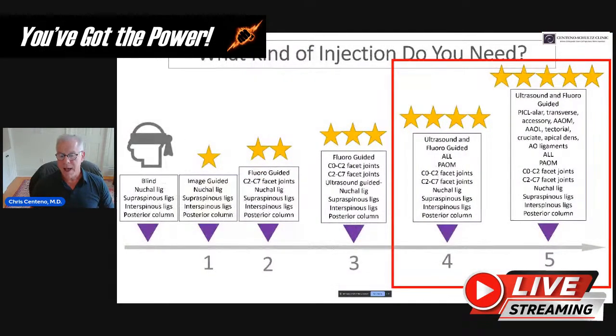So really talking about those level 4 posterior injections and the level 5, obviously if you're getting extra motion at C0, C1, then you're probably going to also have to inject the C0, C1 facet joint, because that joint is getting beat up. And that would be an ultra specialized injection using fluoroscopy with digital subtraction angiography. And then obviously the PICL approach that we talked about to get all those ligaments from the front.